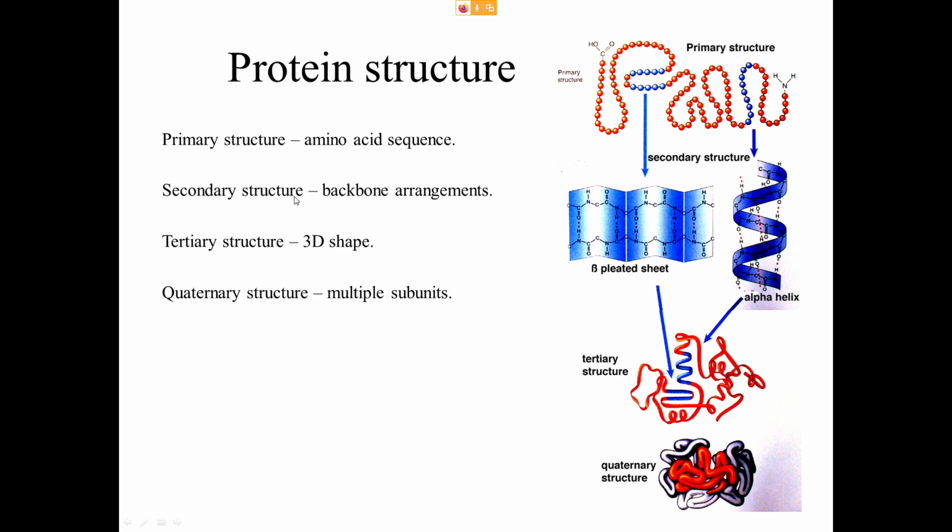Secondary structure, these are alpha helices and beta sheets, and they're held together exclusively by hydrogen bonding. There was some numerical relationship for the alpha helix, right? There was not for the beta sheets.